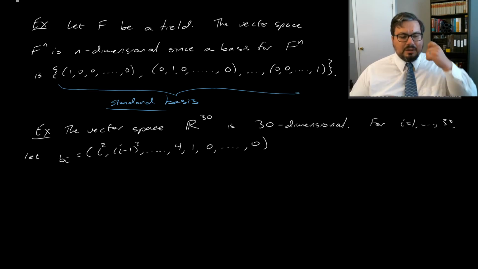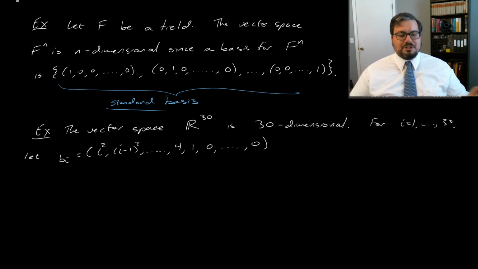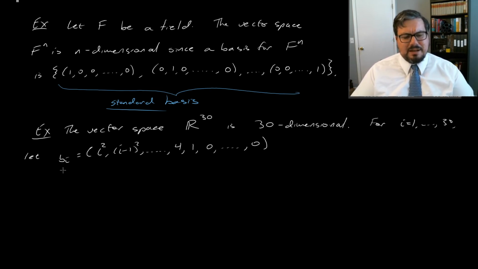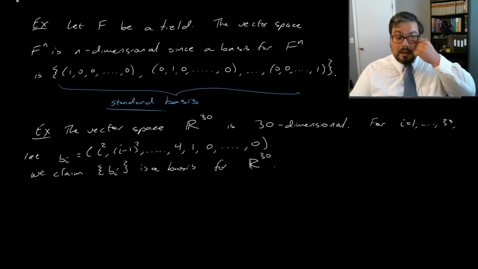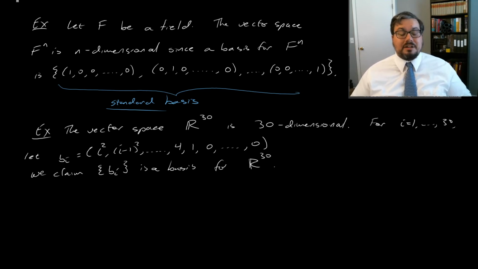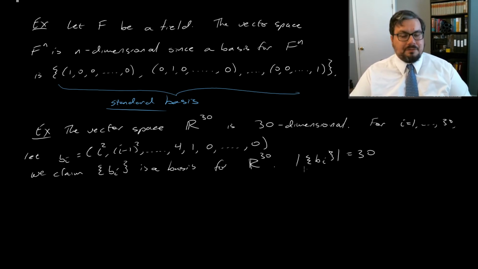So we've got some really weird vectors here that have coefficients with quadratic relationships from one to the next, so they're a little odd to work with. But we claim that the set of b_i's is a basis for R30. Now, proving that this thing is linearly independent and spanning of R30 would be a bit of a pain. However, we do know that the size of this set is 30, which means we only need to prove one of those statements. We only need to prove either that this set is linearly independent or that it spans all of R30. In this case, linear independence is easier.